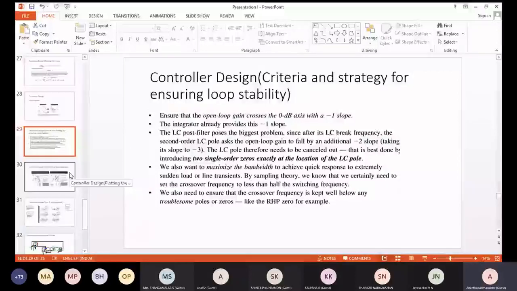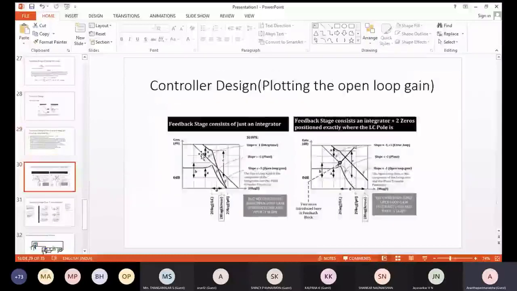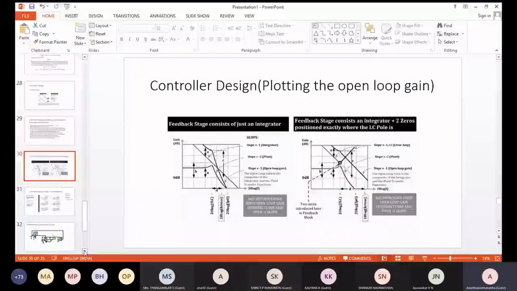Here I have shown you a bad feedback stage transfer function where the criteria has not been met on the left side, and on the right-hand side you can see the criteria has been met by the proper design of the op-amp. So all these criteria have been taken care of in the model plot shown on the right side. It is recommended, and the other is not recommended. Basically, this is the comparison.